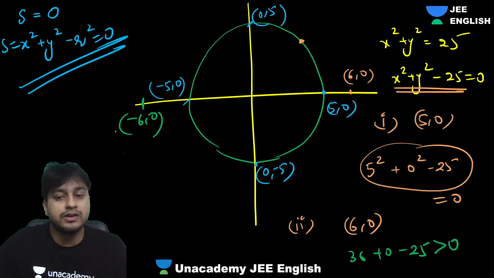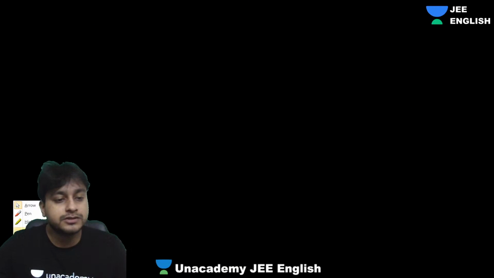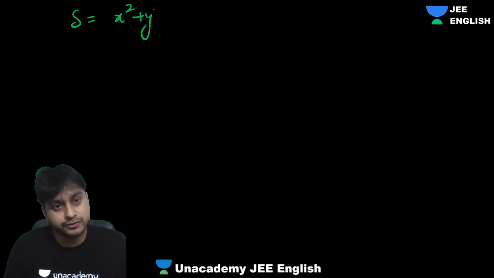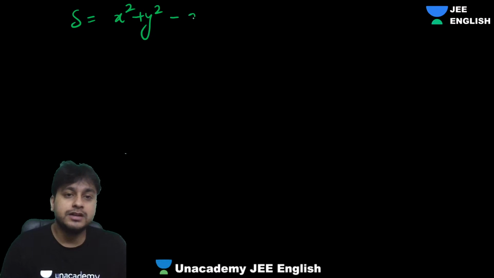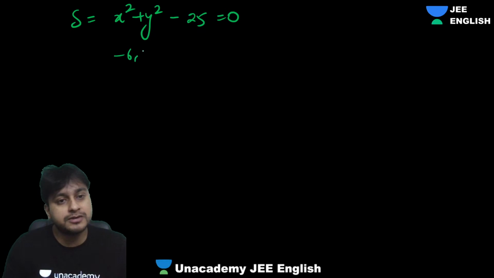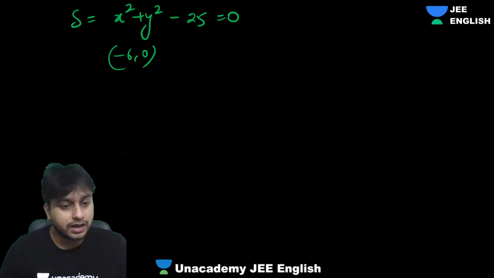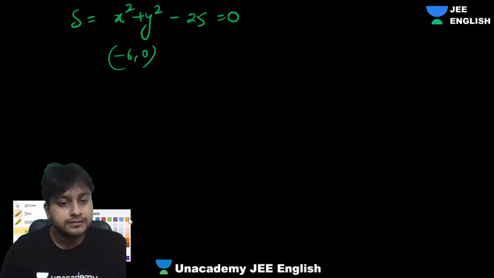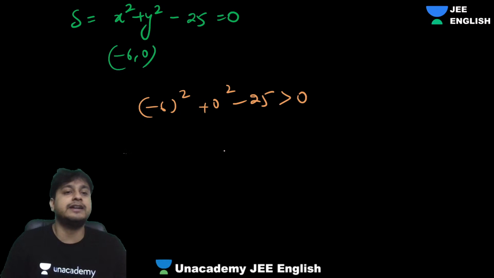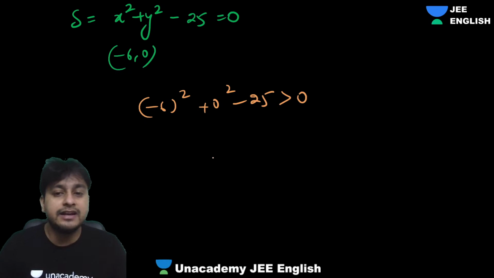If you think, sir, this is only valid for this case, just try it for a different value. So guys, if your circle's S equation is x square plus y square minus 25 equals 0, this is S equals 0. Let's put minus 6 comma 0. What are we getting? We'll get minus 6 whole square plus 0 square minus 25. Again, same thing, 11, which will be greater than 0. Understood? So guys, what is the second condition?